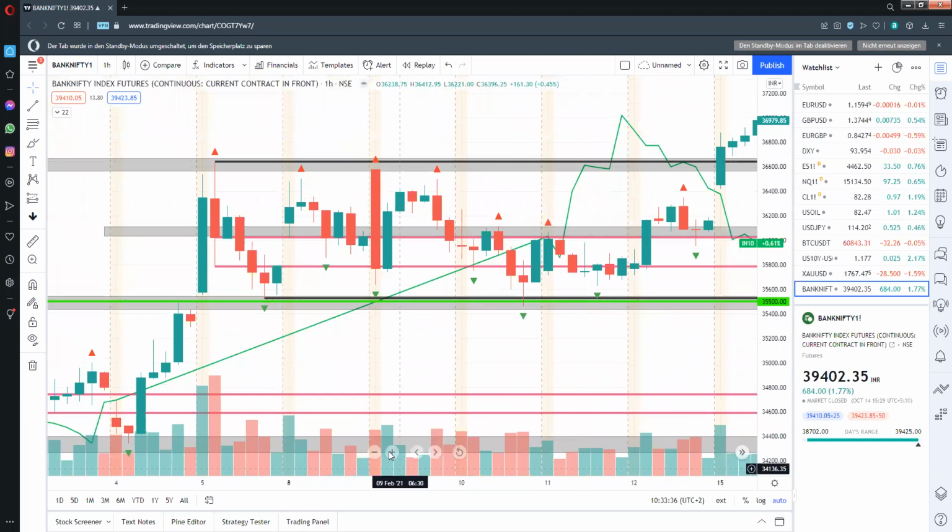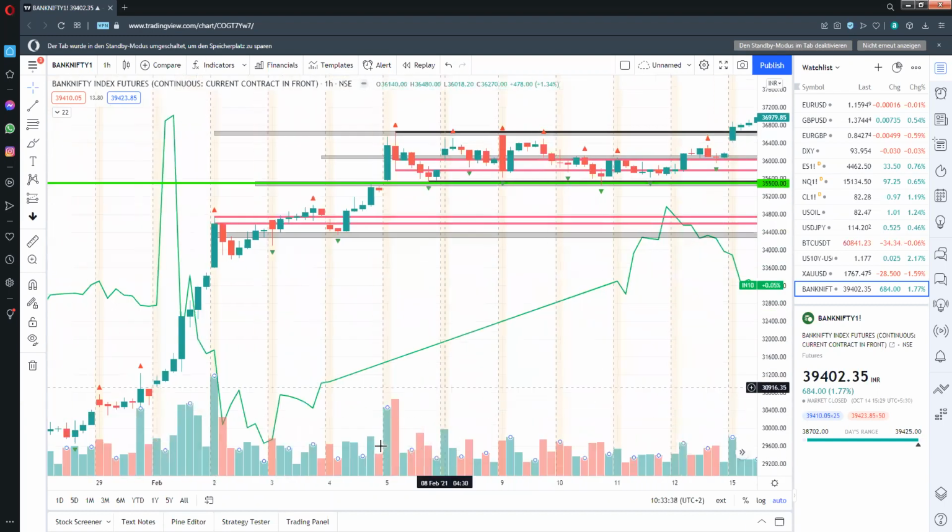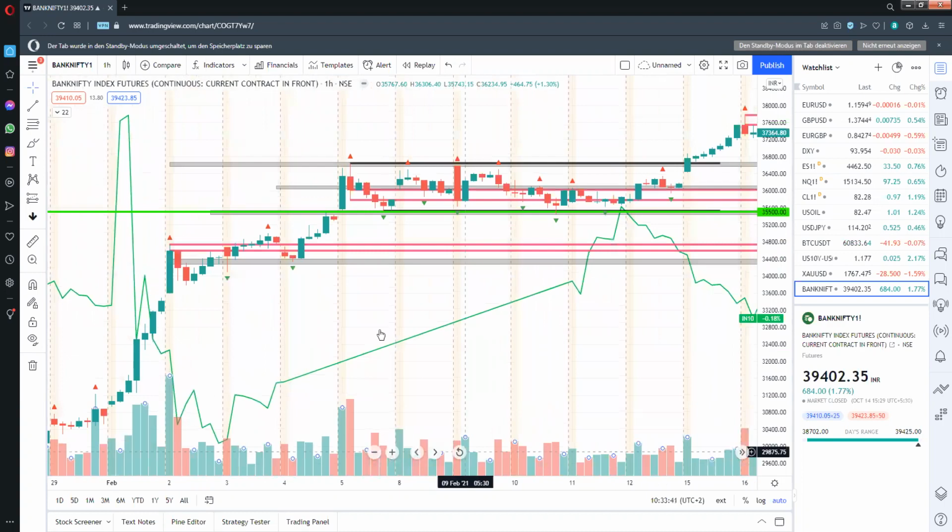Like if I zoom out the marketplace, I have to auto adjust it.